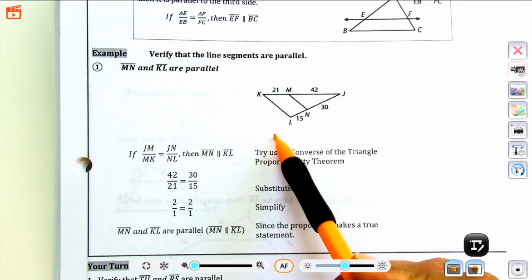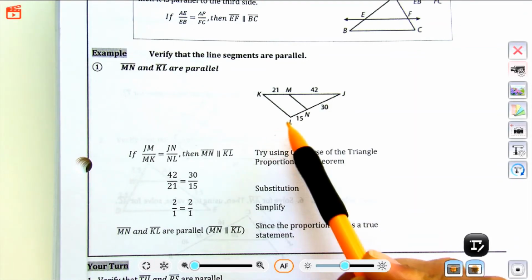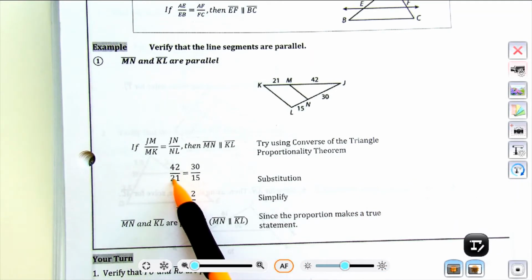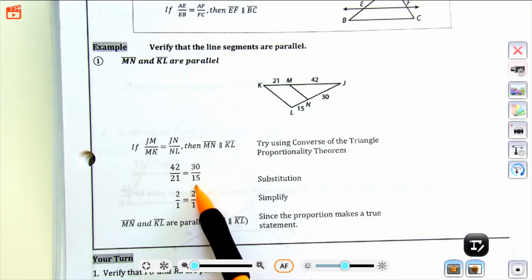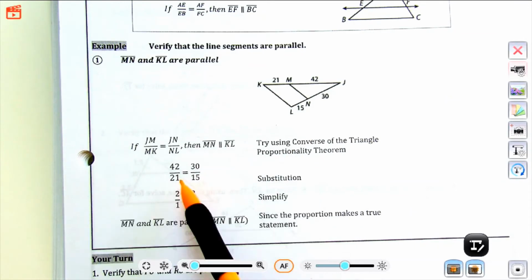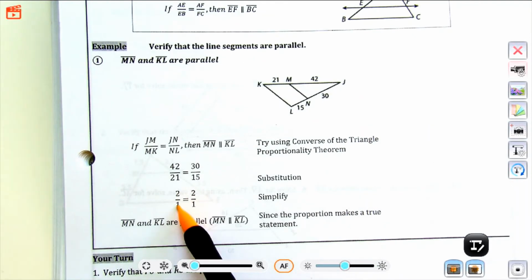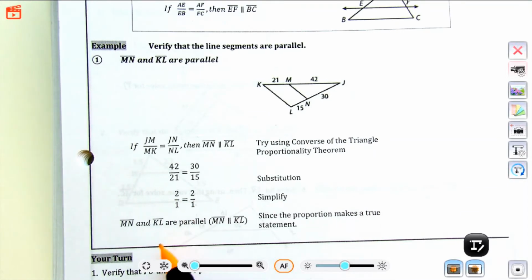Then substituting the values, we have 42 over 21 equals 30 over 15. If I simplify these two fractions, I get 2 over 1 equals 2 over 1. Because these are equal to each other, they're proportional, then I can say that MN and KL are parallel.